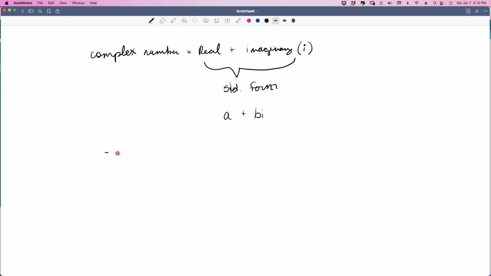So here are some examples of a complex number. We have negative square root of 2 plus 3i. We have negative 4 square root of 3 over 5 plus 2 times the square root of 3i. And we have 3 minus 23 over the square root of 2i.